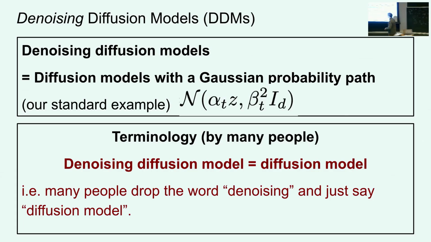First of all, denoising diffusion models. In our terminology, or in this general terminology, is a diffusion model with a Gaussian probability path. So the standard example we had was the case of denoising diffusion models. And for many people, a denoising diffusion model is just diffusion model. So if you go to some machine learning conference, for many people, if they say diffusion model, they mean actually this thing. They have a specific instance in mind, and you should keep in mind that there are many different terminologies, many different approaches, and people will talk about the same thing in a different way.